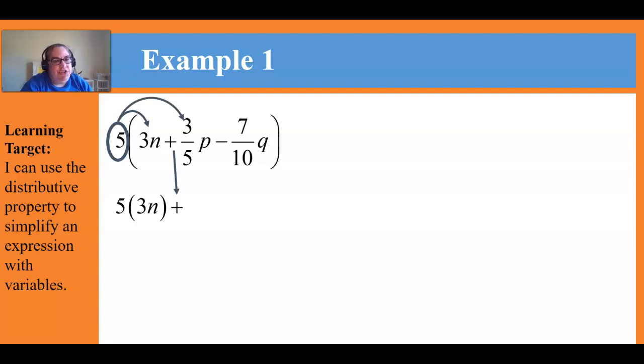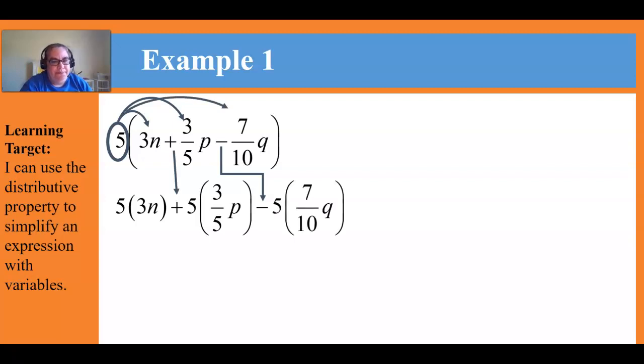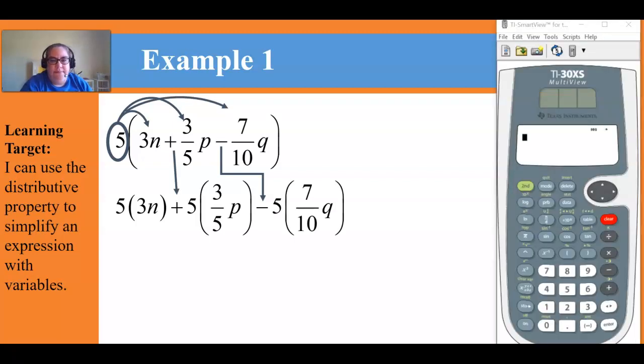Then I'm going to distribute the 5 to the 3/5 p. Since this symbol is a subtraction symbol, I'm just going to bring down that subtraction symbol. And then we are going to multiply the 5 times the 7/10 q. Next, I'm going to multiply.